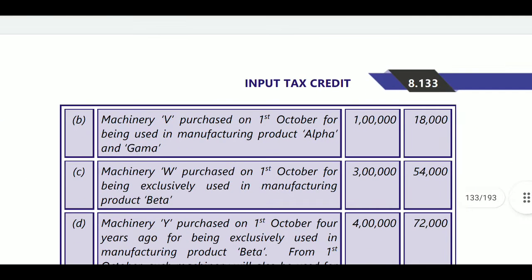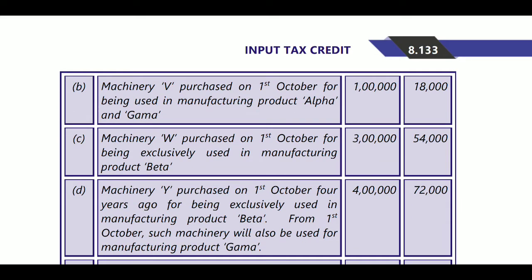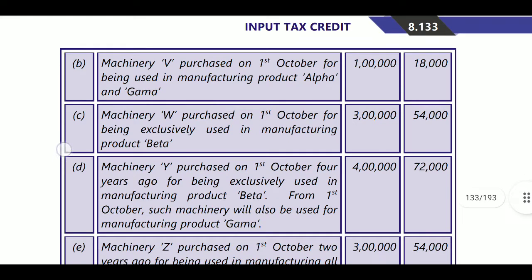Next, machinery V purchased on 1st October for being used in manufacturing of products alpha and gamma. One taxable and one exempted. It is also common credit related. So it will be taken. Next, machinery W purchased on 1st October being exclusively used for product beta. Beta is an exempted product. When used exclusively for an exempted product, it will not be allowable. So it will not be taken for ITC calculation.